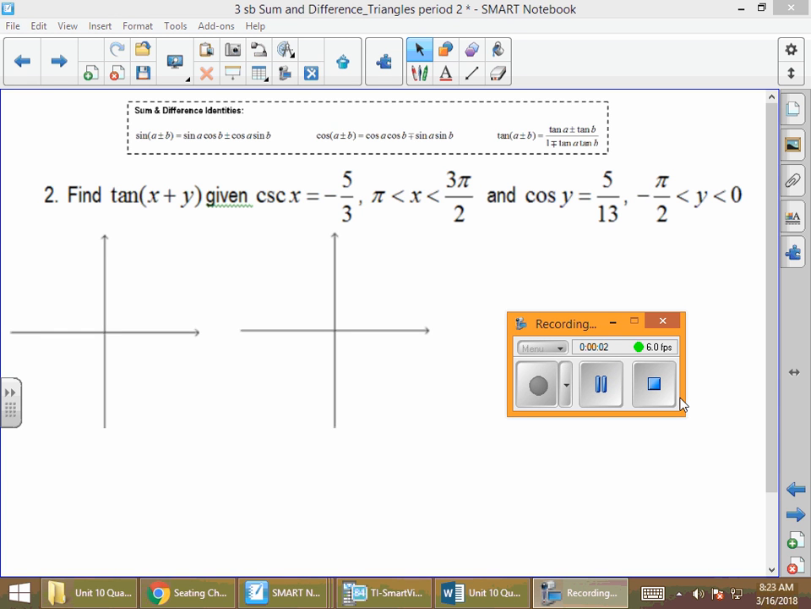These notes are the sum and difference identities with triangles, part 2, finishing up these examples, examples 2 and 3 on the back of the notes.